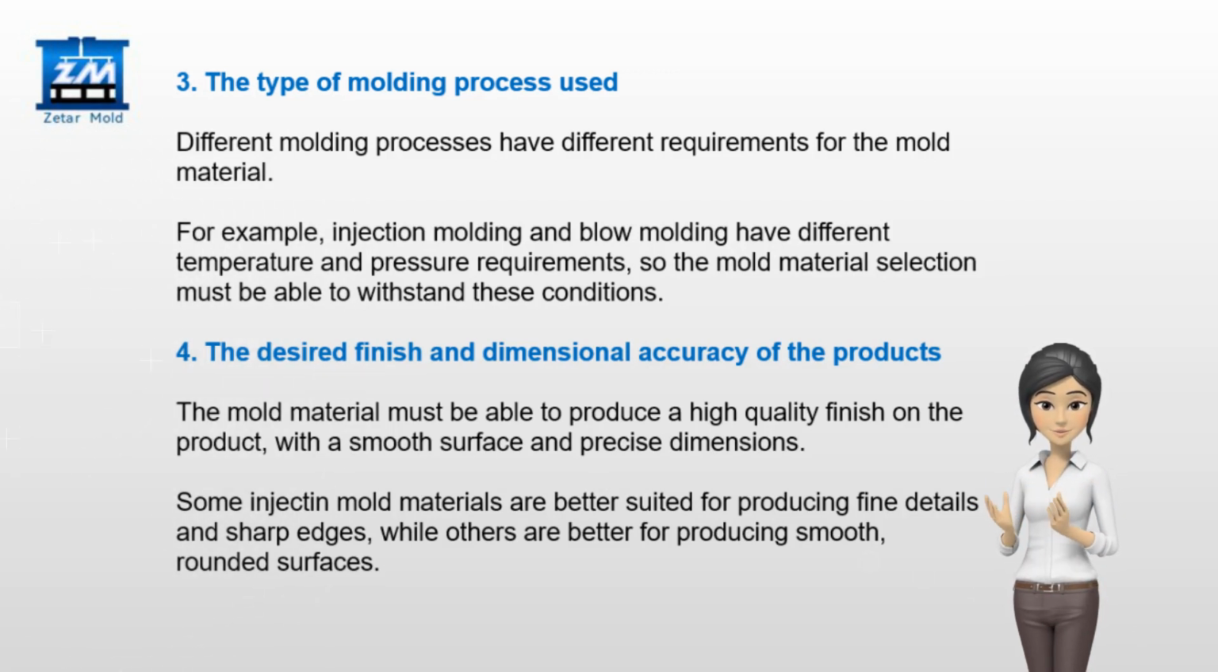The desired finish and dimensional accuracy of the production. The mold material must be able to produce a high-quality finish on the product, with a smooth surface and precise dimensions. Some injection mold materials are better suited for producing fine details and sharp edges, while others are better for producing smooth, rounded surfaces.